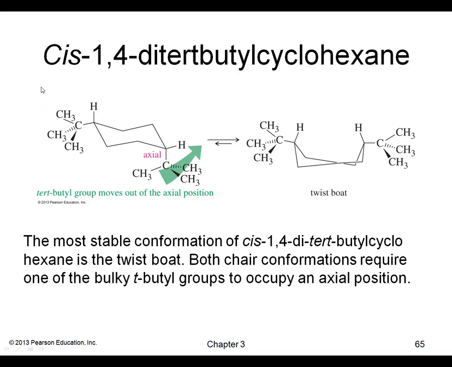Let's go to the cis 1,4 di-T-butyl cyclohexane. Okay, so here bottom, bottom, okay, and note that what they're doing is looking at the twist boat and how that helps to alleviate some of the strain.